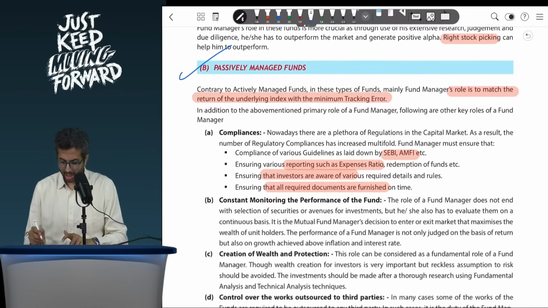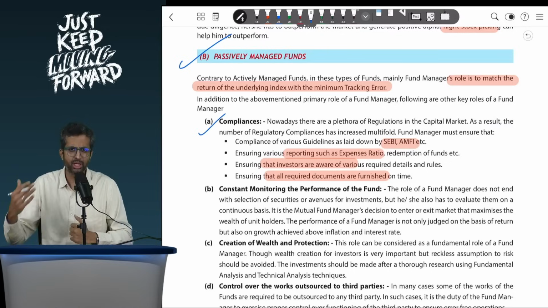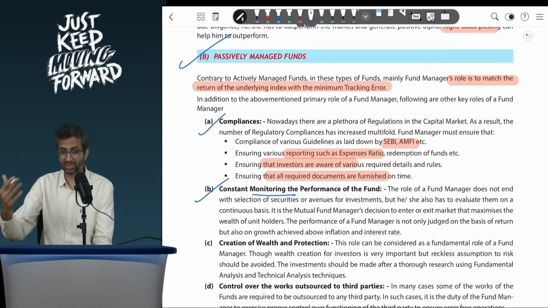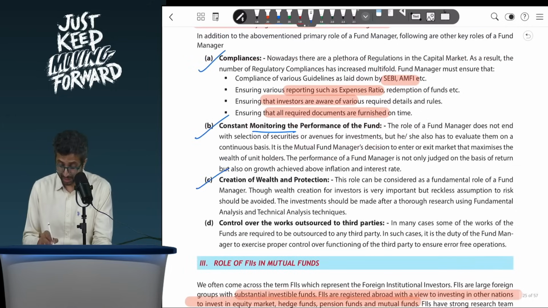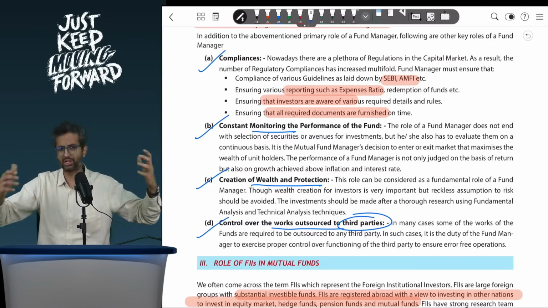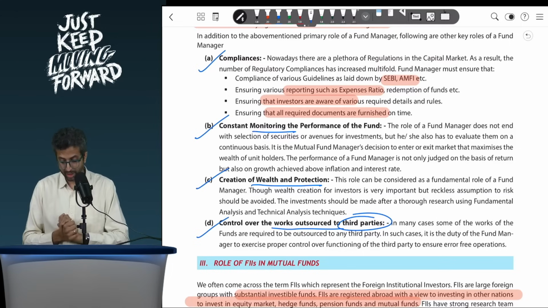So over here, the other responsibilities of a fund manager can include compliance with so much compliance needed by SEBI, etc. Compliance has to be done, proper reporting should be provided on time, constant monitoring of performance. So over here you will just try to monitor whether everything is happening as planned, there's no fraud, etc. happening. Creation of wealth and protection, control over the works outsourced to third parties. Maybe some valuations or works may be outsourced to a third party. Whether that is done properly or not is also within the fund manager's domain. So in case additional roles beyond maximizing of return etc. is asked, then you can mention these 3-4 things: ensuring compliance, seeing that the work outsourced to third parties is done properly, constant monitoring, and creation of wealth as well as the protection.